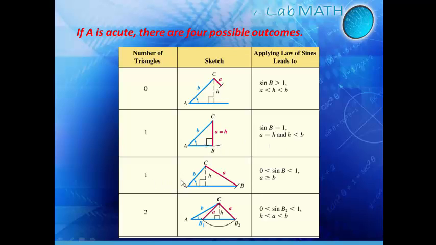We also have one triangle when sine B is greater than 0 but is less than 1, and side a is greater or equal to b. There is the figure. And it could also be possible to have two triangles if sine B is greater than 0 but is less than 1, where a is greater than h but is less than b. So you have two possible triangles.